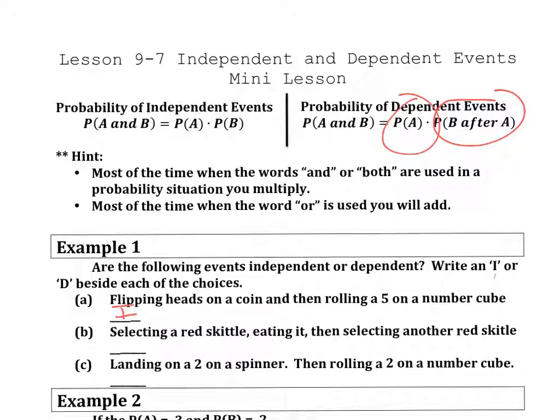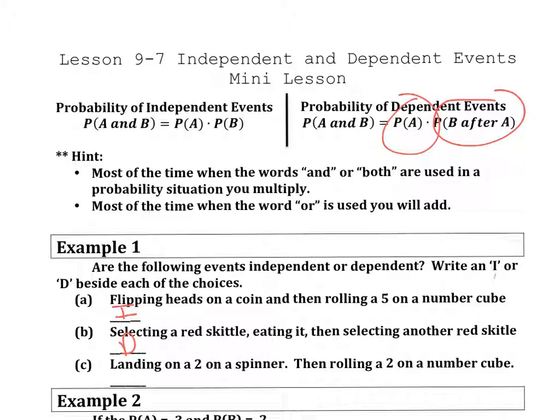B, selecting a red Skittle, eating it, then selecting another red Skittle. That obviously would be dependent. This time, you eat the red Skittle initially, so now you've taken one red Skittle out of the bag. That affects your favorable outcomes and your total, so that would be dependent.